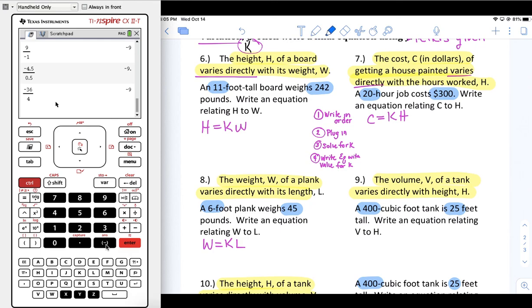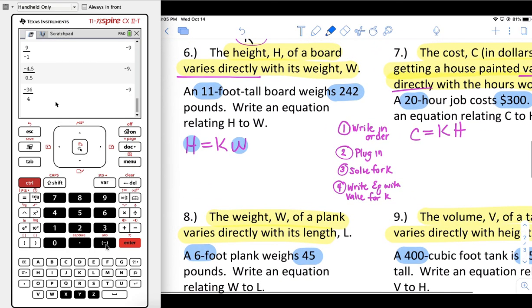All right, second thing that we're going to do is plug in our values. So I have 2 letters that I can plug in for, H and W. I have to make sure that I know which number is which. So the H is my height, the W is my weight. On this one, it says an 11-foot tall board. So 11 foot, that is my height. So let's put 11 in here. And then 242, that's the pounds, that's the weight, so 242. I'm going to keep the equals k in my problem because that's what I'm solving for, right?